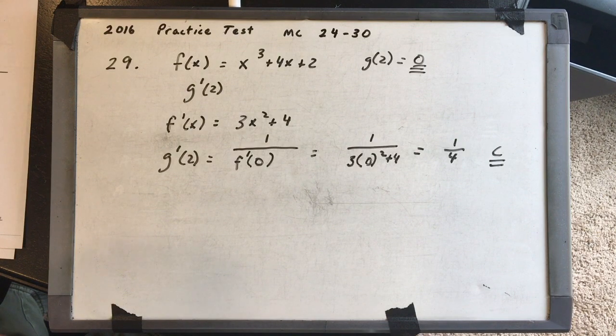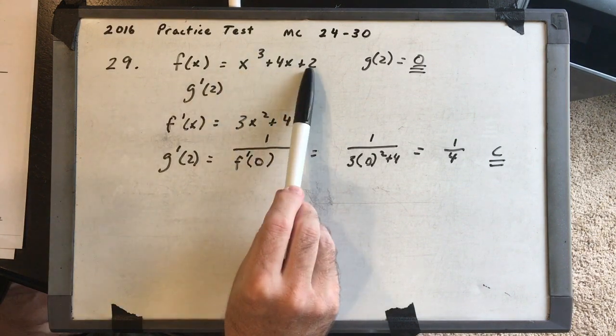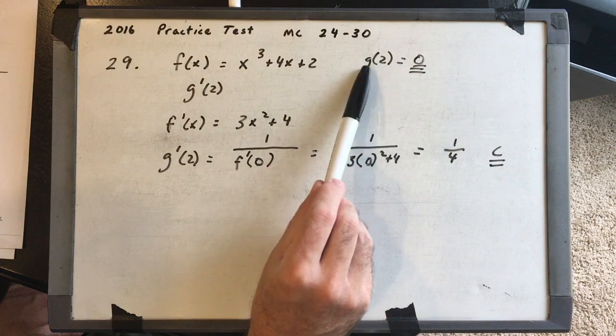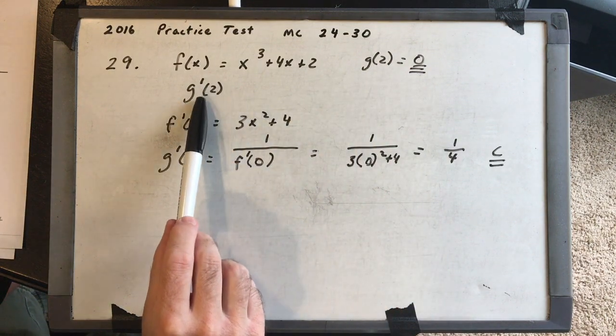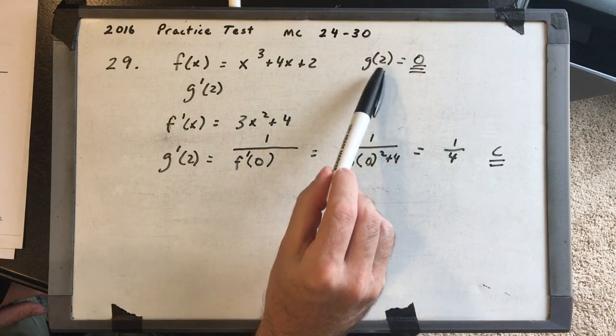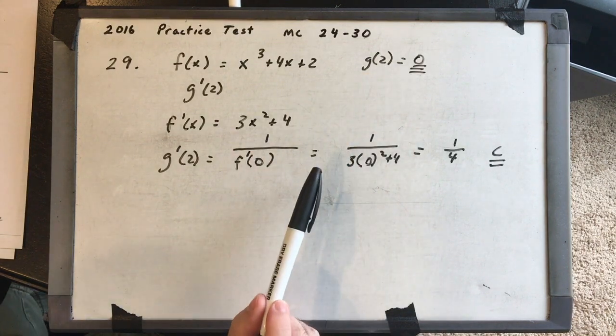All right, just the formula. If they give you the original function and a point on the inverse function, you can get the value of the derivative of the inverse at this point right here.